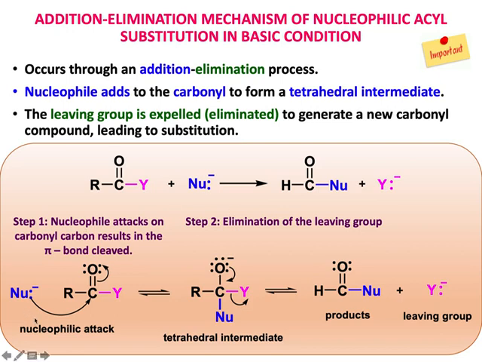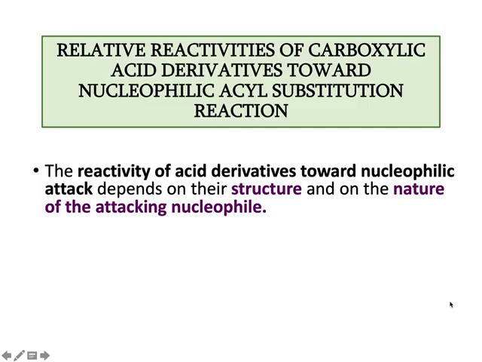Here is the mechanism. The nucleophile attacks the carbonyl C, C double bond O, and then the pi bond cleaves to form the intermediate. So attack here, the pi bond cleaves, and it becomes the intermediate with O minus. Then this one will leave from C and produce the product and the leaving group. So this one is the basic mechanism.